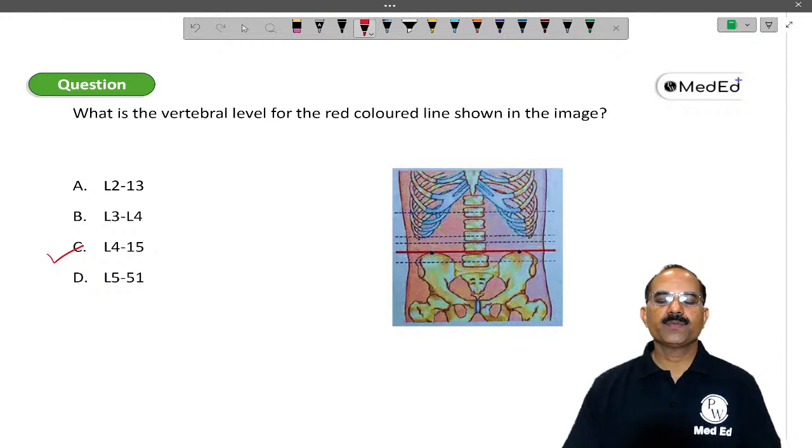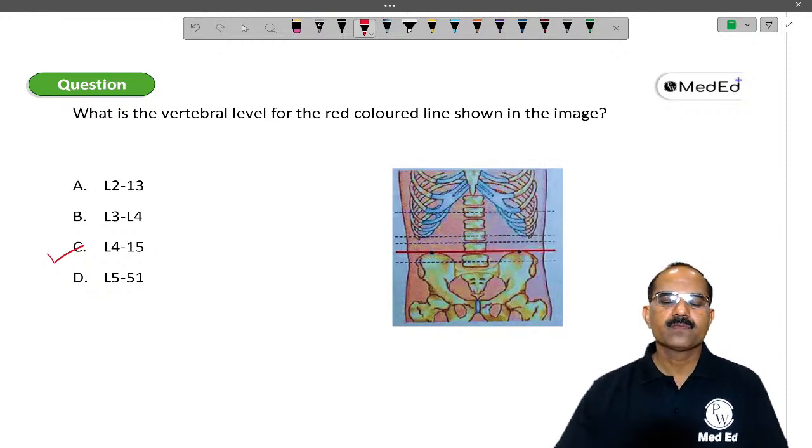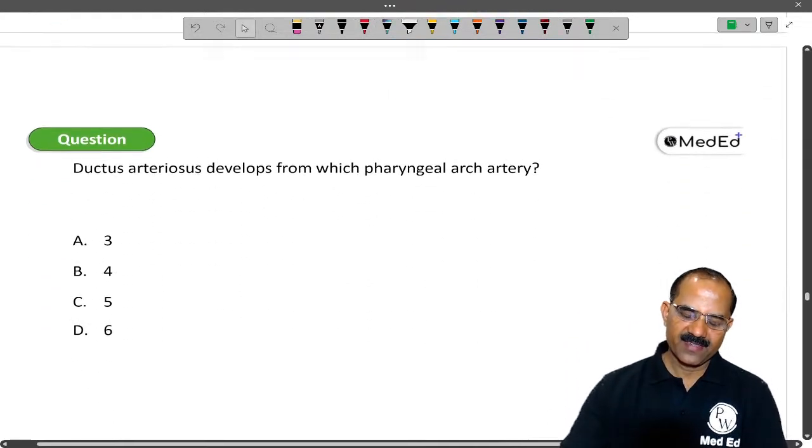क्लियर है बच्चों? हाँ, that's a LAQ. Yes, शुभ.